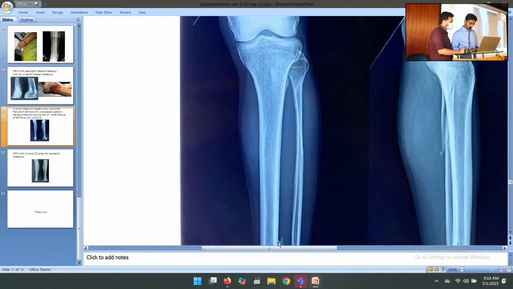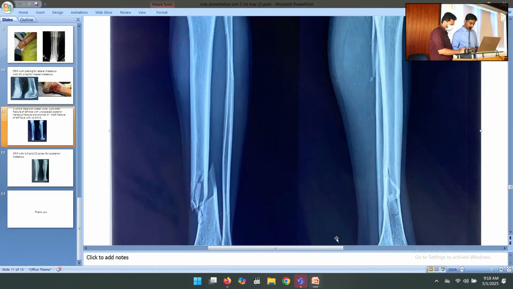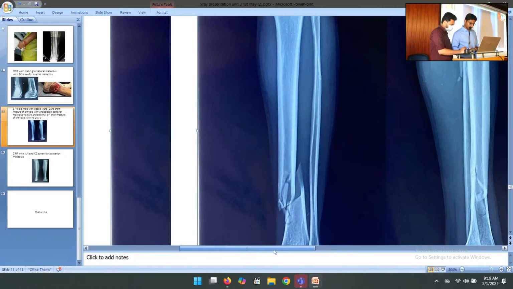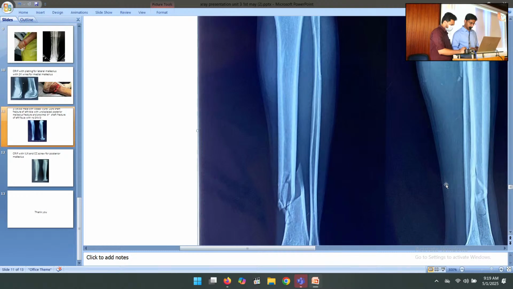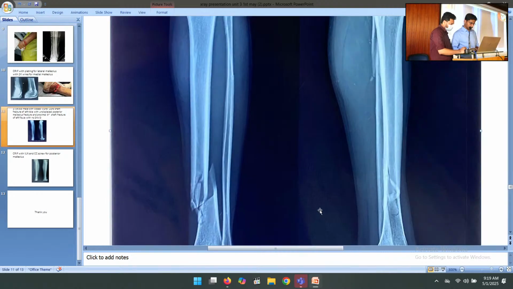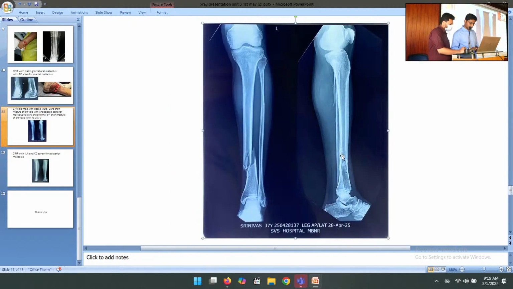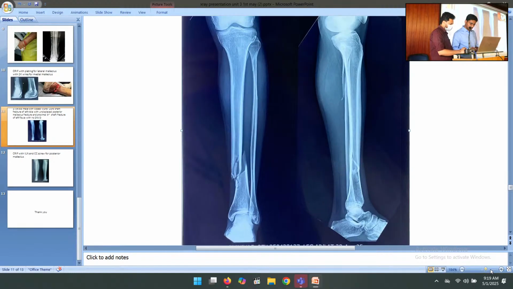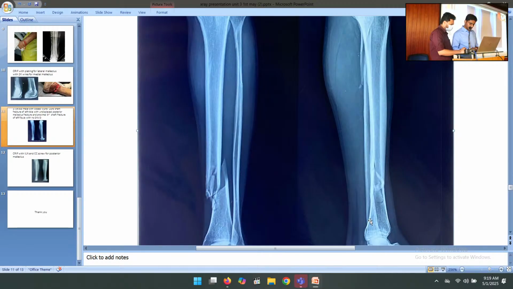Is it there? Must be there. It's undisplaced, sir. Is it there or not? Let's see here. Zoom in. Is there any cortical break? Yes, sir. Lateral. Here it is. Where is it?